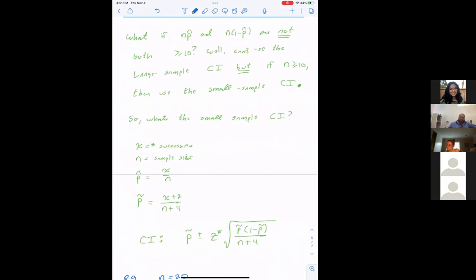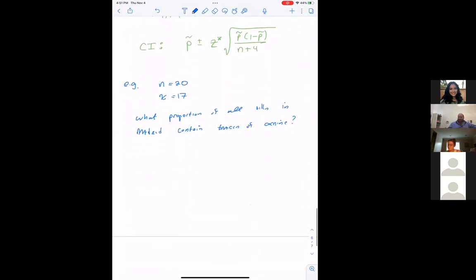And as Luis says, no, because in order to use the large sample, the number of successes and the number of failures must each be greater than or equal to 10. How many successes do I have in this example? 17. How many failures do I have? 3. So do I have 10 of each? No. So I can't use the large sample confidence interval.